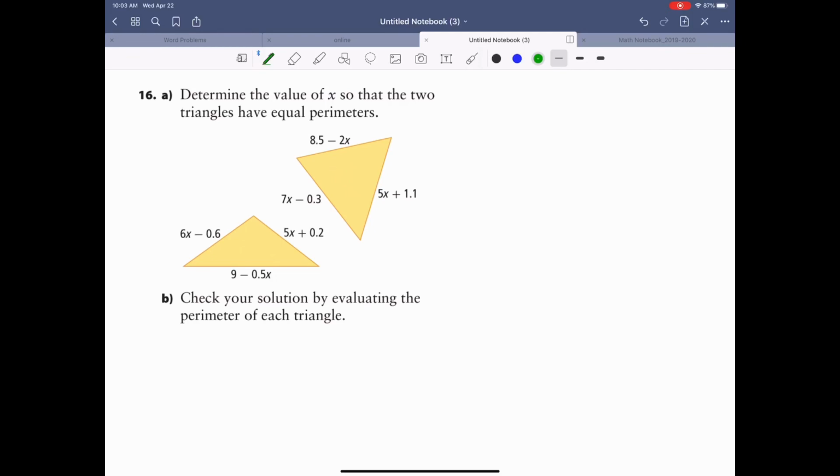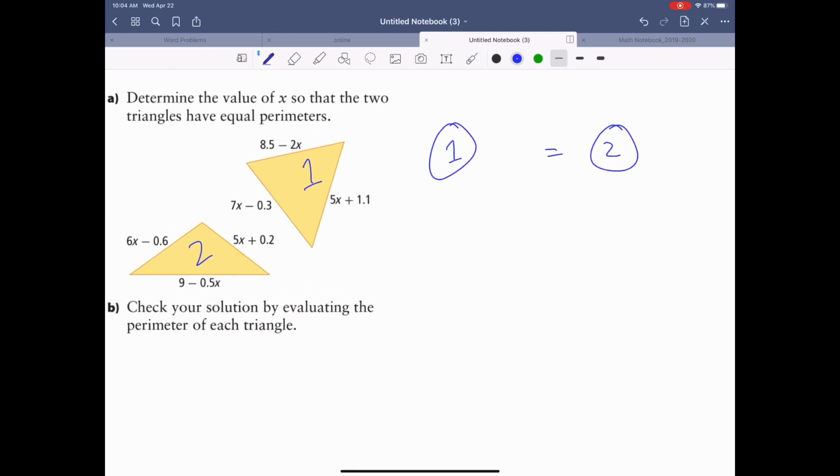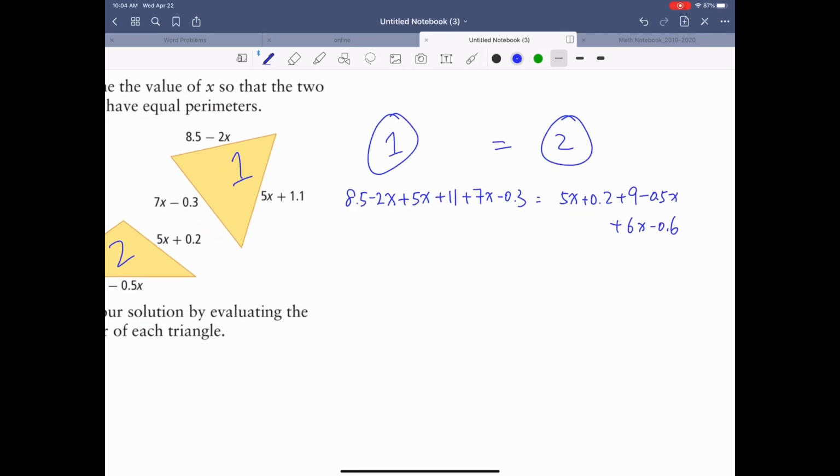Two triangles have equal perimeters. This one is just adding everything up and solving. The perimeter of number 1 equals the perimeter of number 2. I'm just going to set up the equation, and you can solve it by yourself. It's all the same idea going over and over again. I'm adding up all the sides for triangle 1, and triangle 2 here is again adding up all the sides. Then you just group the terms.